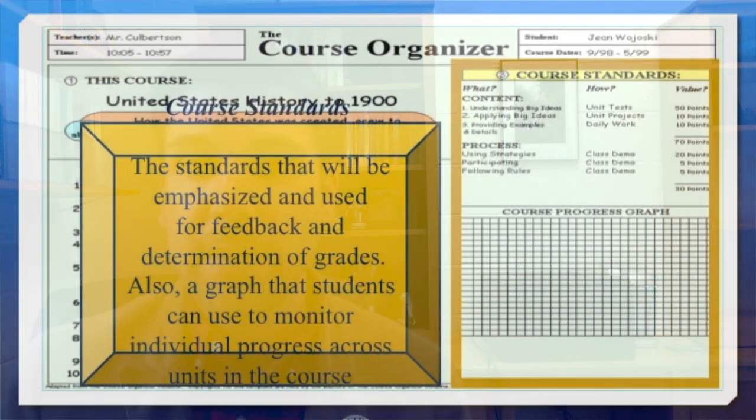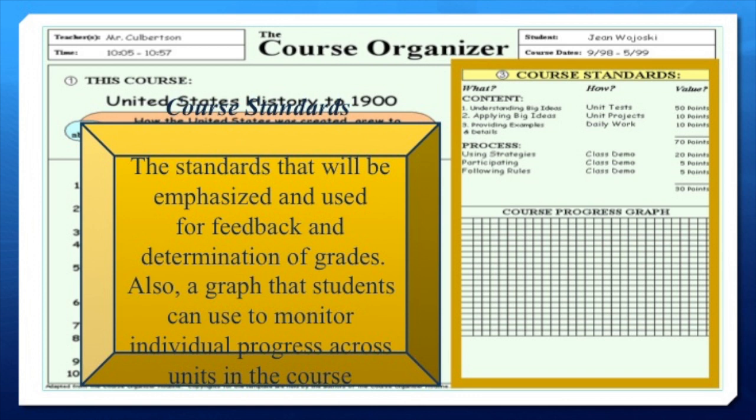Finally, the last section of the front page of the organizer will be your course standards. These are the standards that will be emphasized and used for feedback and determination of grades, and also includes a graph that students can use to monitor their individual progress across several units in the course. When we're looking at this, you can see that there are a couple of different types of course standards. We can look at content standards. So this is kind of how are we going to assess the content knowledge of our students.